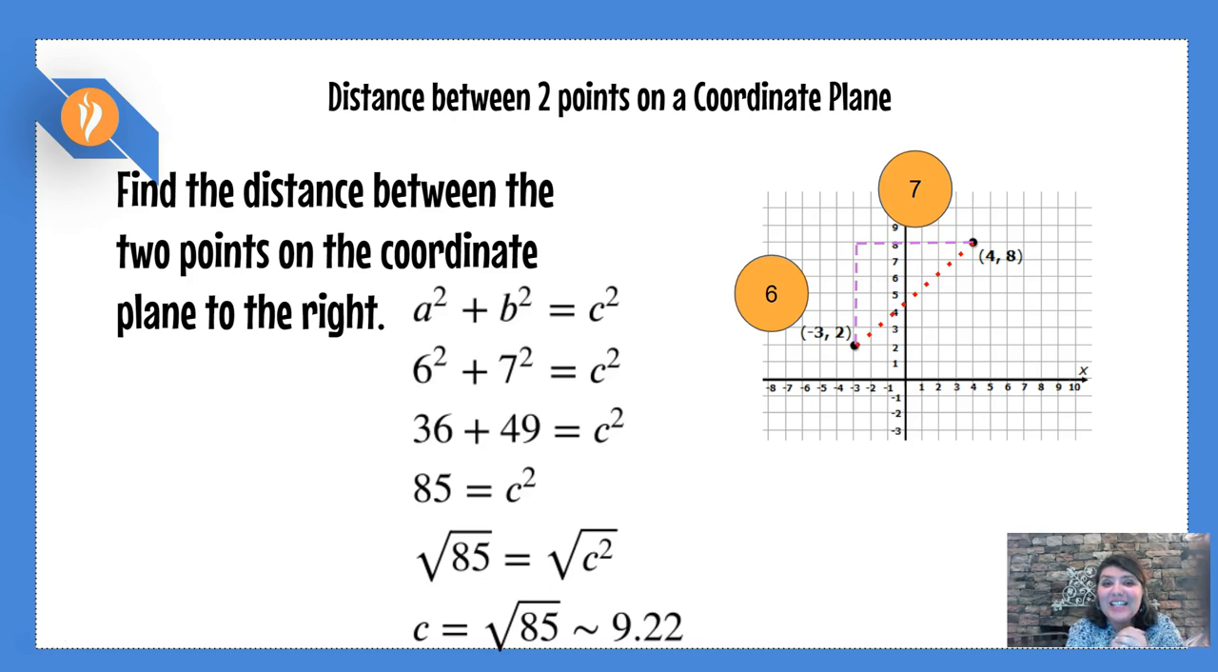All right, so a squared plus b squared equals c squared. 6 squared plus 7 squared. Could you change those up? Absolutely. 36 plus 49 is c squared. Take the square root of both sides. The square root of 85 is about 9.22 units. So those 2 points are about 9.22 units away from each other.